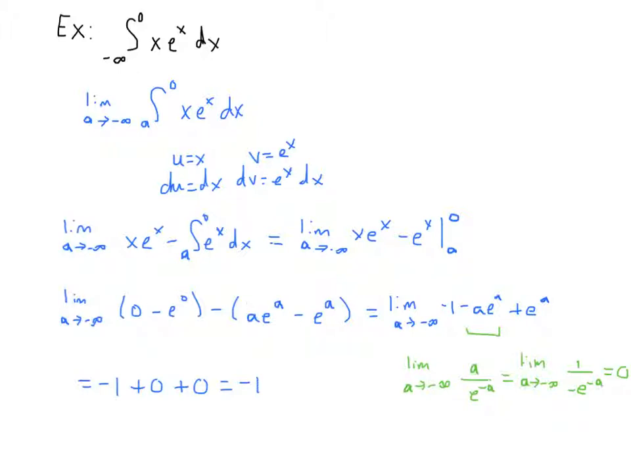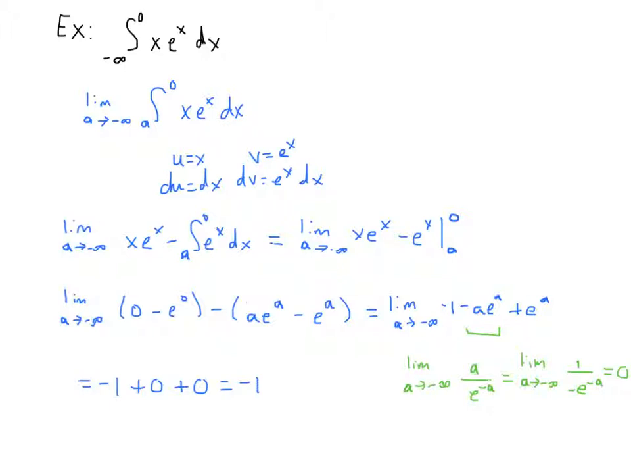Alright, here's another example. So we could have a negative infinity going to some number, and in this case, because it's on the bottom, like I said, I just usually make that a. So we're changing negative infinity to a, and then we have to write as a approaches negative infinity, which means we need a limit. So limit as a approaches negative infinity of the integral from a to 0 of x times e to the x dx.